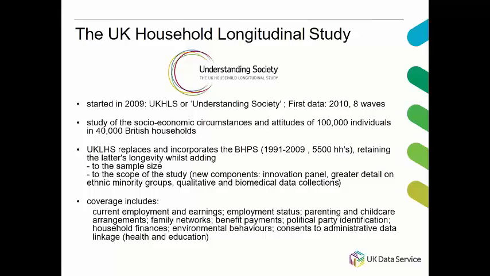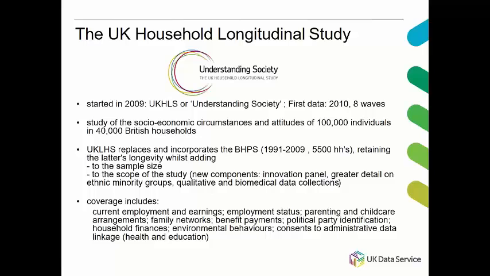So basically, because the respondents have also been surveyed from wave 1 of Understanding Society, you now have data from 1991 until today. And whereas before 5,500 households were surveyed, now it is 40,000 British households. That's the largest study. So incorporating the BHPS retains the longevity, but also adds to the sample size, obviously, and to the scope of the study.